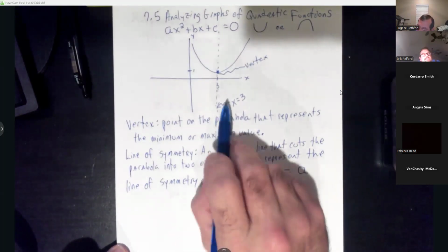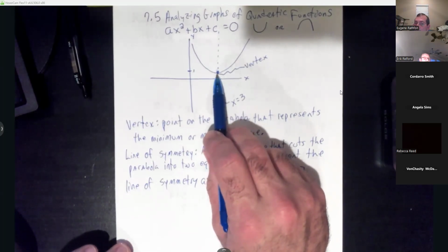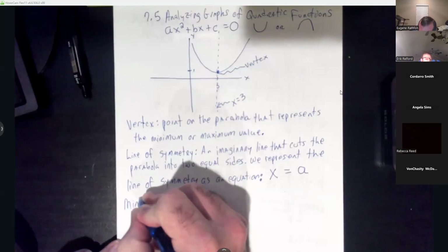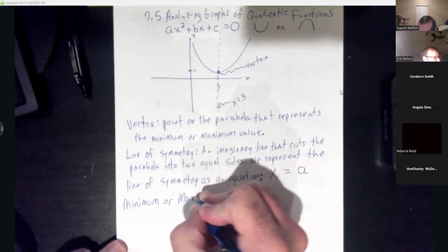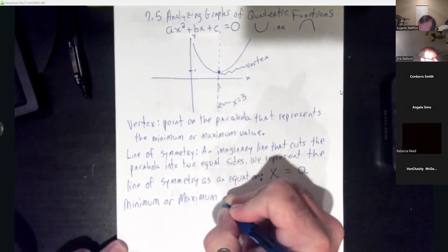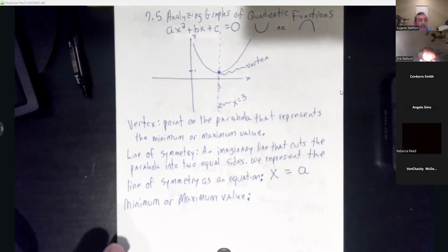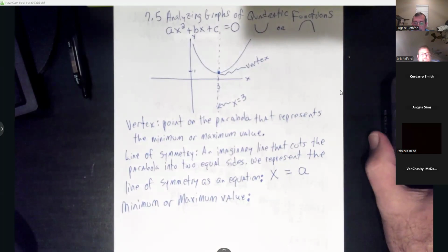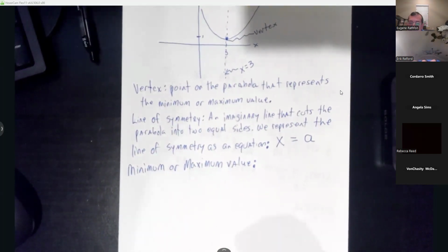All right, what else does this vertex tell us? Well, it's the point where we have a minimum or maximum. So it is the minimum or maximum value. So let me ask you all this. On the minimas and maximas I did a while ago, was it the x or y value that told me those min or max values?